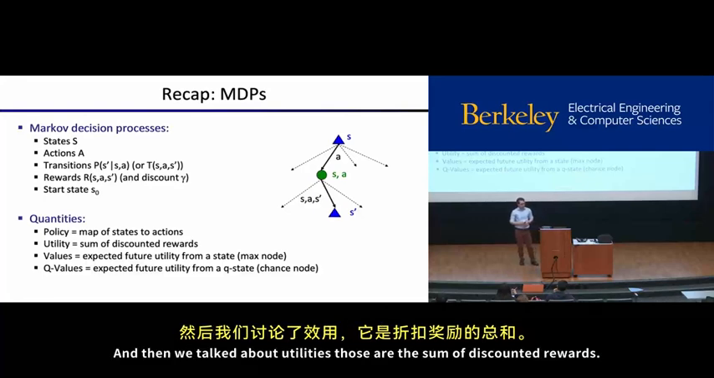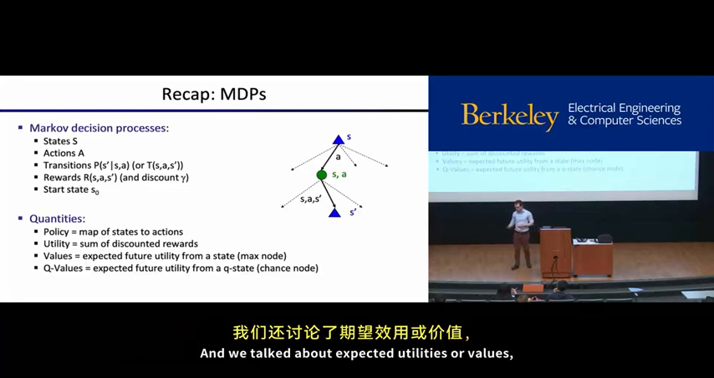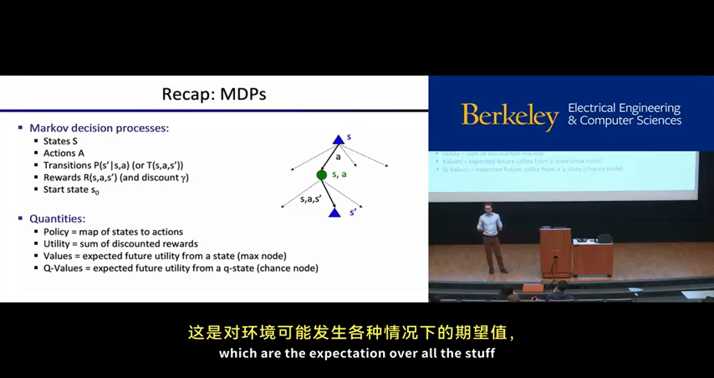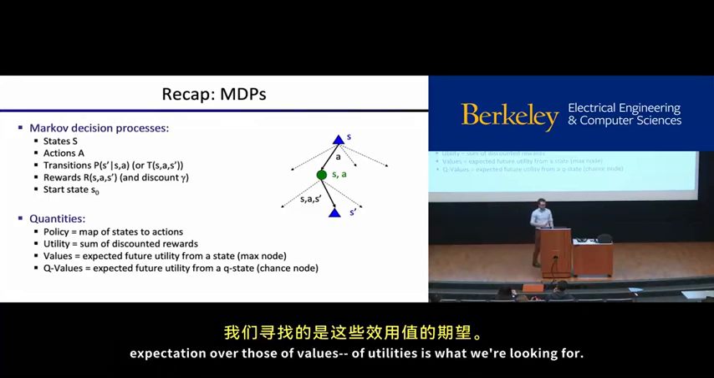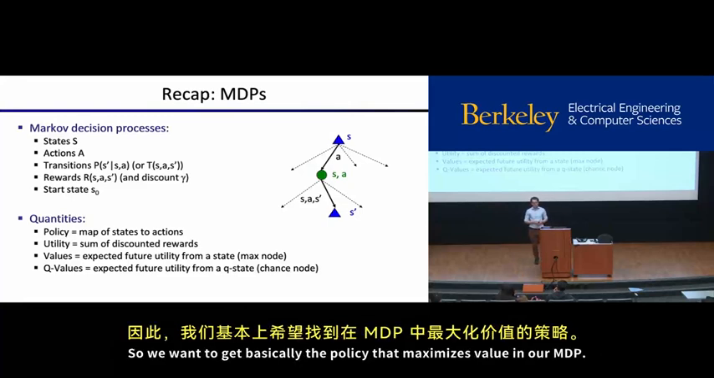That's the solution. And then we talked about utilities. Those are the sum of discounted rewards. And we talked about expected utilities, or values, which are the expectation over all the stuff that can go one way or another in the environment over these chance nodes. Expectation over those of values of utilities is what we're looking for. So we want to get basically the policy that maximizes value in our MDP.